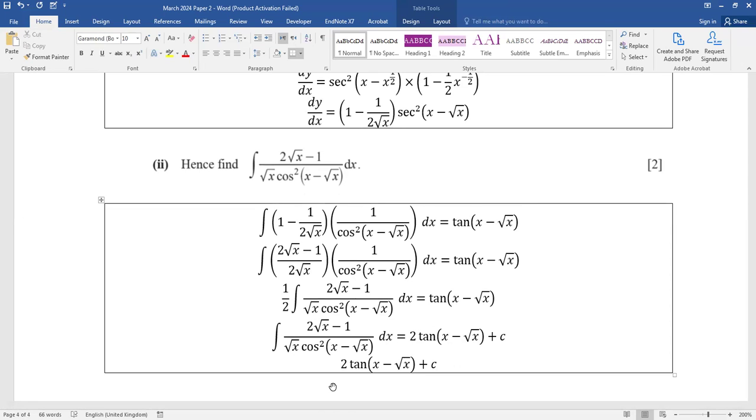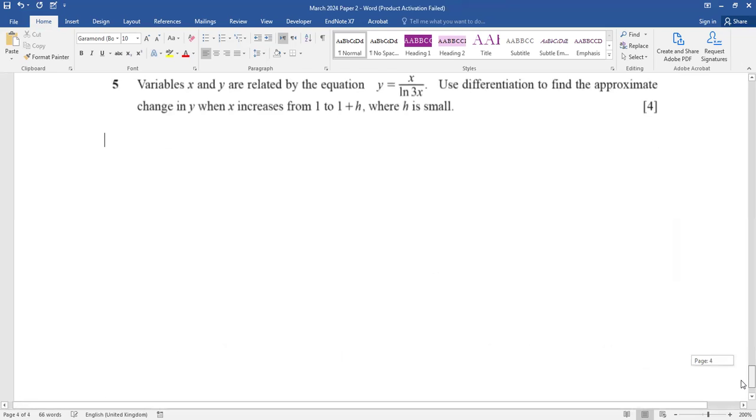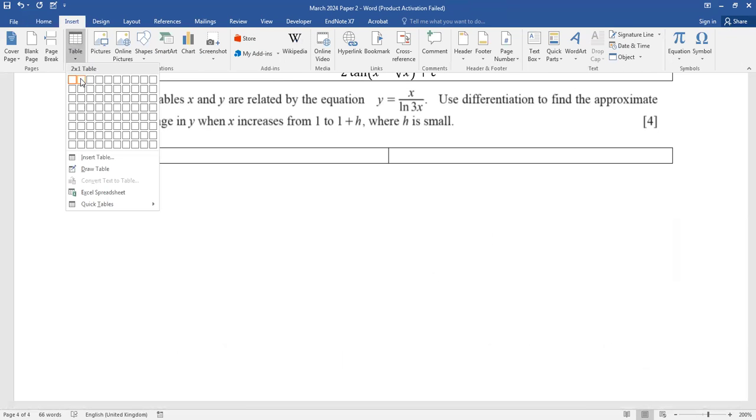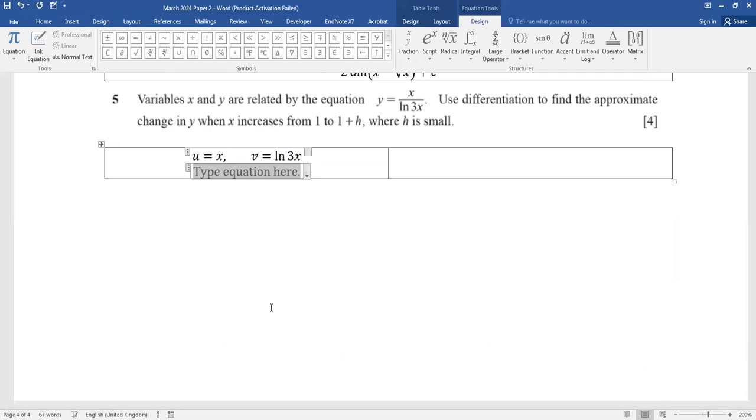Moving on to question number 5. Variables x and y are related by the equation this. And it wants us to find the approximate change in y when x changes. So we'll use the product rule in this. u is x, v is ln 3x.